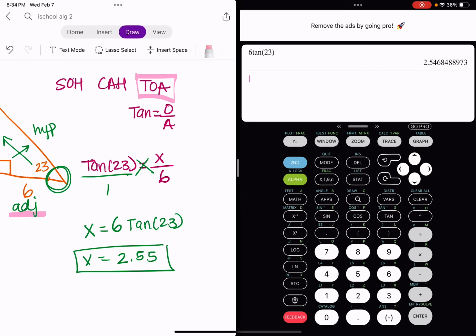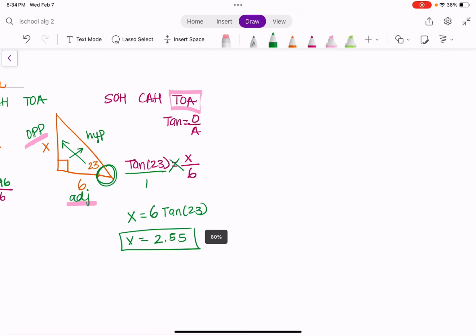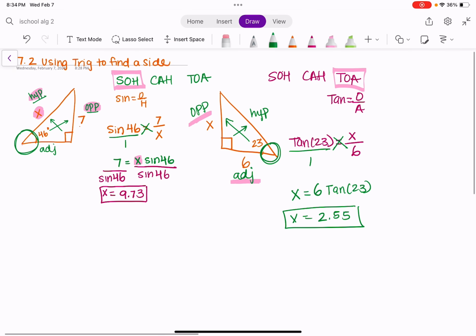Okay? So that is how you solve for a missing side. If you have questions, let us know. Move on to practice.